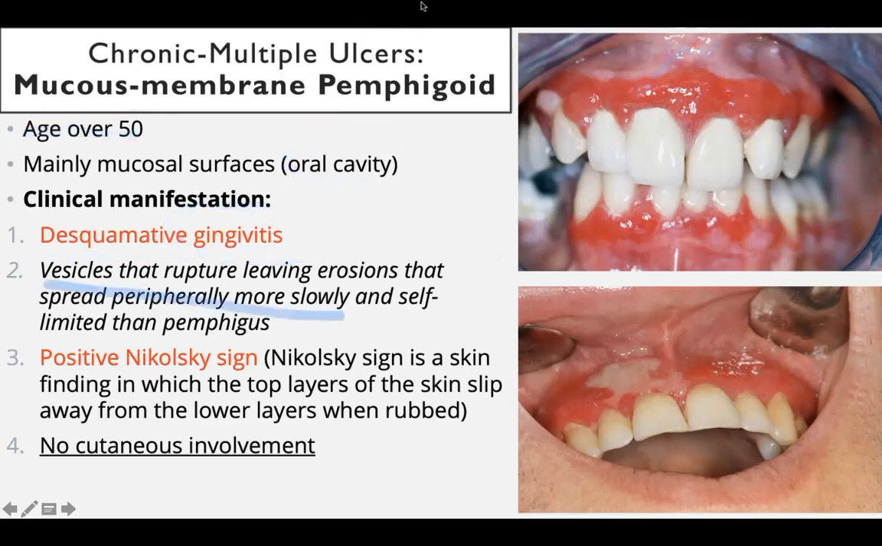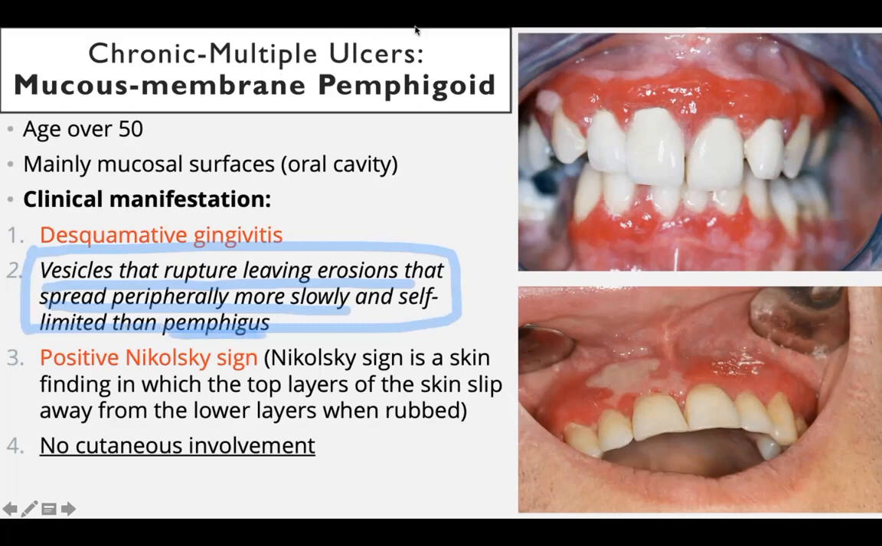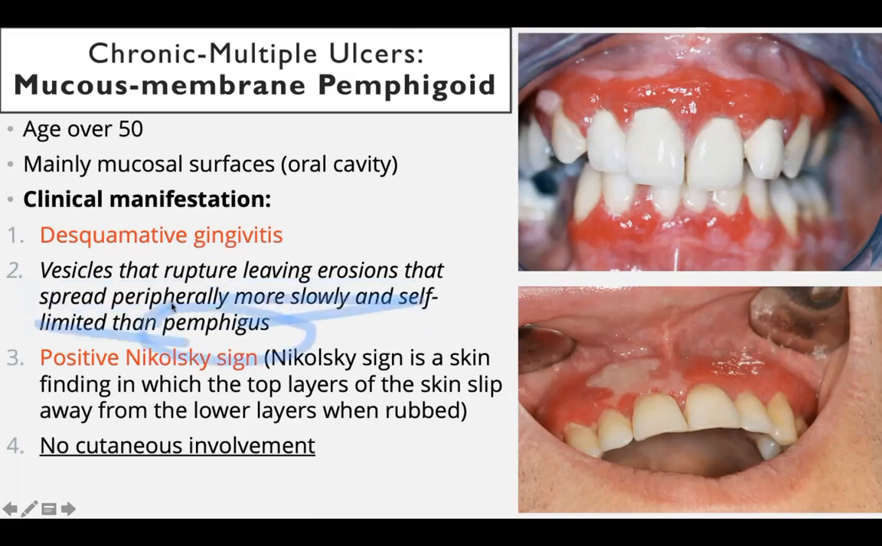Then how do their lesions look like? Let's see. Vesicles that rupture, leaving erosions that spread peripherally more slowly and are self-limited. So it is slower than PV, pemphigus vulgaris, and it is self-limited. That's the important part, because both are chronic, but this one is slow and self-limited. Then the other chronic multiple ulcers were because of pemphigus vulgaris, PV. This is MMP.